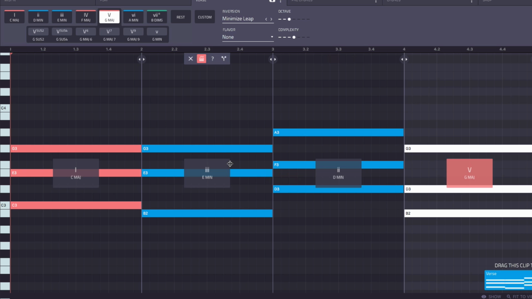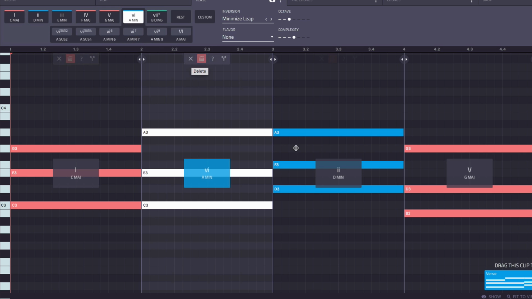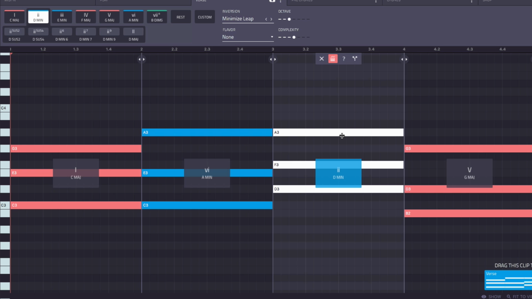So let's try this again. Let's go to the second one here. And instead of the third, why don't we try a 6? So we'll go to the 6. And the second here will stay at the 2 and then end with the 5. Let's see what that does.